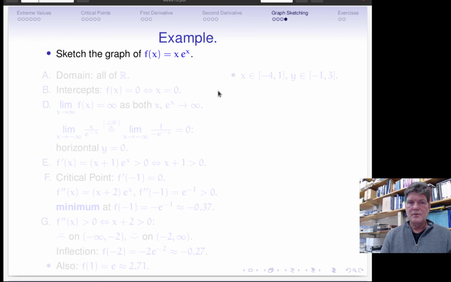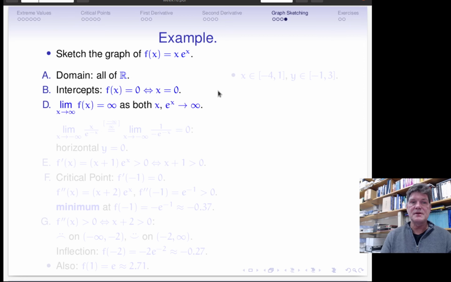Finish this off with one more example of a slightly different kind. The graph of f of x defined as x times e to the x. Here the domain is all of R, so we definitely need to decide which part of the real number line we want to show. The intercepts, again, f of x is 0 if and only if x is 0, so both intercepts are 0.